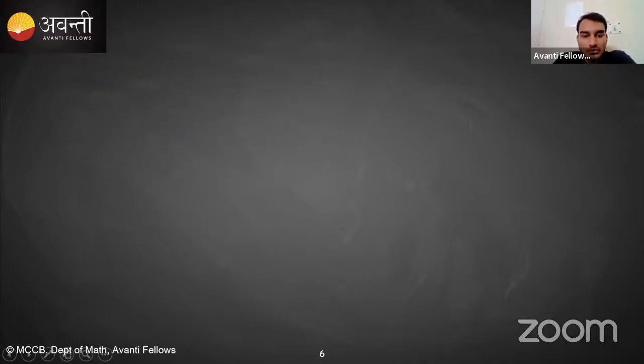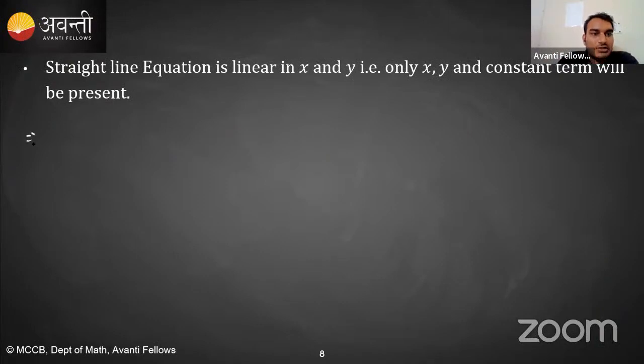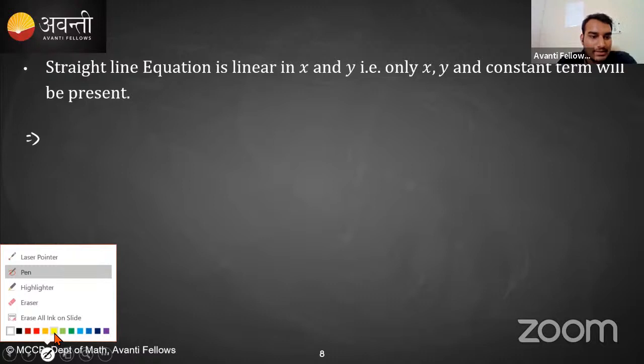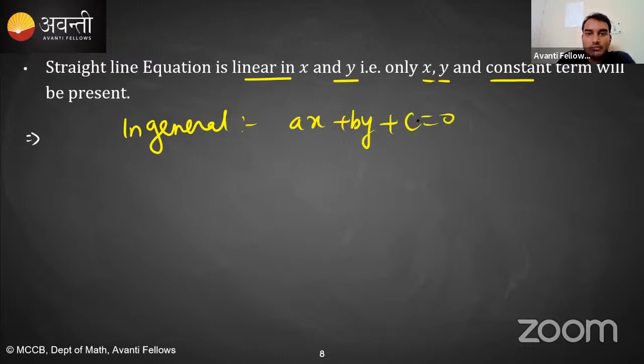So if it is clear, now let's proceed. Now we will see about slope and intercept. So first of all, student, you know what a straight line is. A straight line equation is linear in x and y. That is, in a straight line equation you will get only x, y and a constant term. So in general you can say that your straight line equation is of the type ax plus by plus c is equal to 0. This is a linear equation because the maximum power in x or y is 1, right?